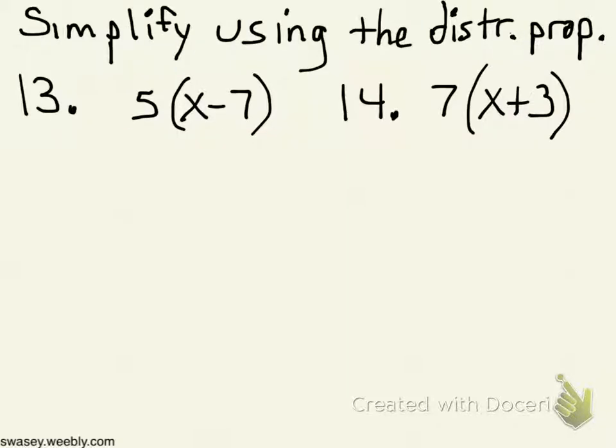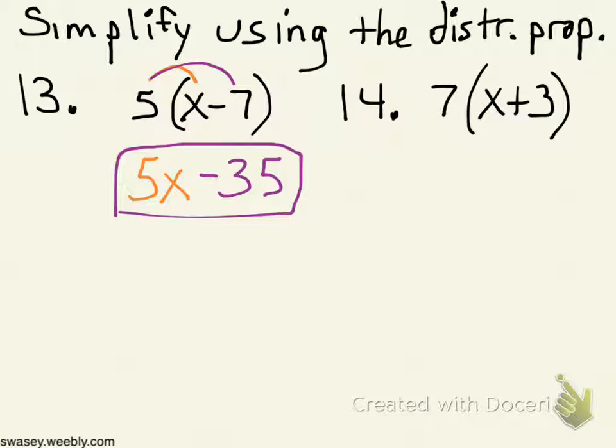Here we're using the distributive property to simplify this, to get rid of the parentheses. So we'll multiply the 5 over that subtraction. 5 times x gives us 5x. 5 times negative 7 gives us negative 35. They're not like terms, you can't combine them, so you can't do anything else.